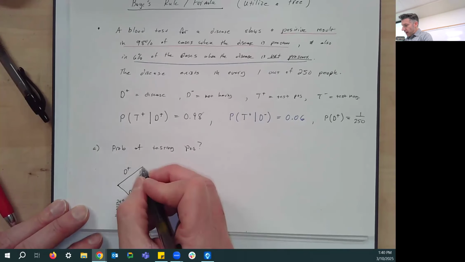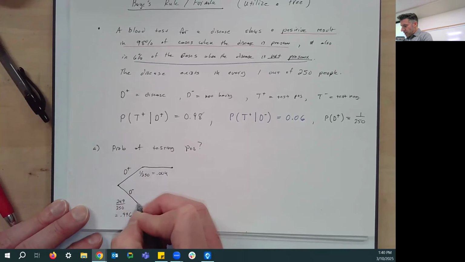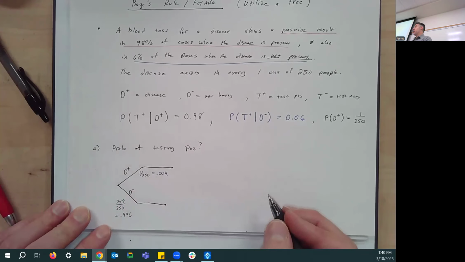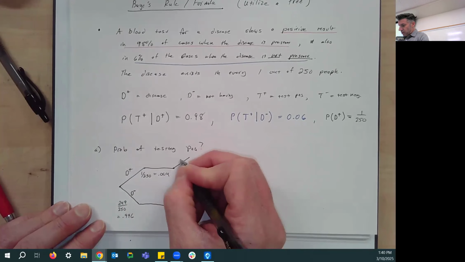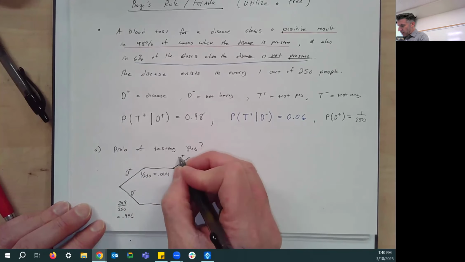And then after that, each of these gets to branch again. If you then take the test to see if you have the disease, there's only 2 possibilities. You get a positive test or you get a negative test.